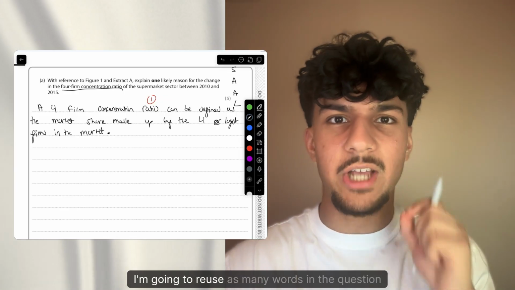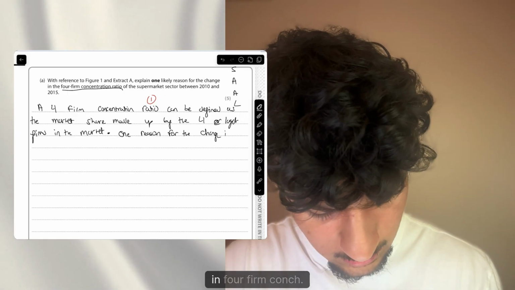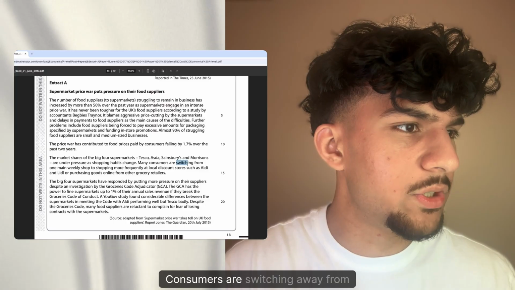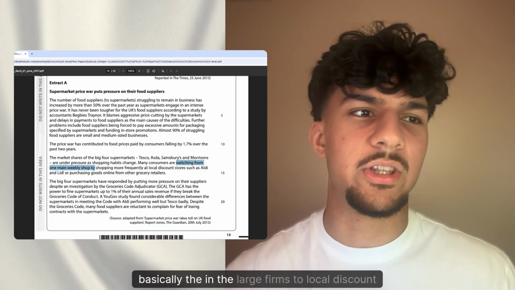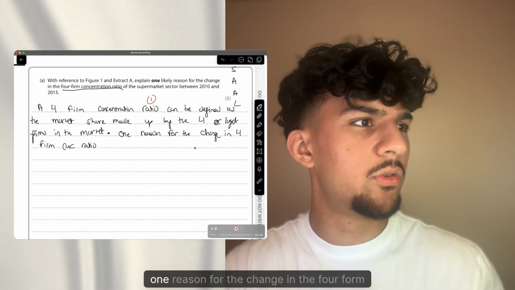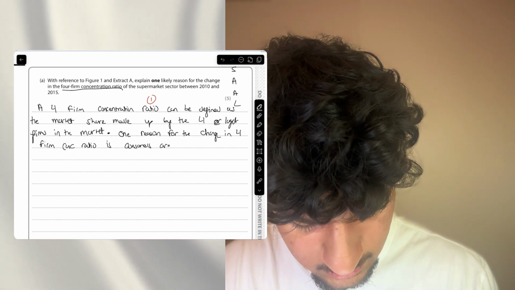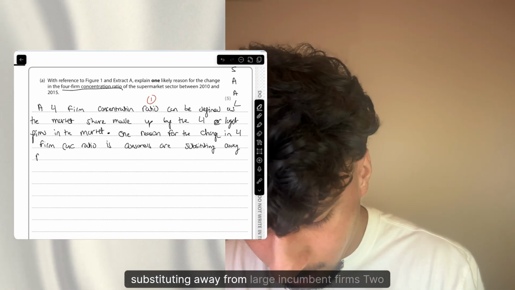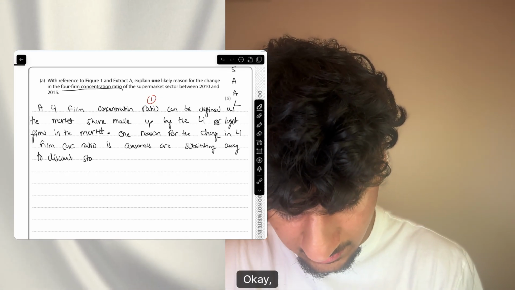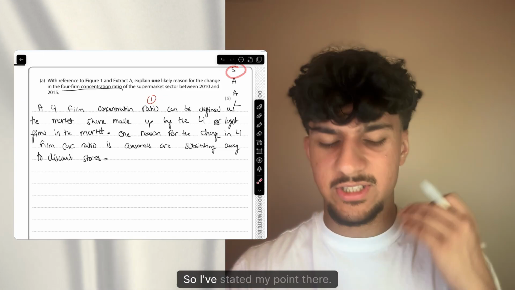So what I'm going to do is reuse as many words in the question as possible. So, one reason for the change in 4-firm con. And the reason I'd give, if we just have a quick peek back at the extract, is consumers are switching away from the large firms to local discount stores such as Aldi. So I'm going to say, one reason for the change in the 4-firm concentration ratio is consumers are substituting away from large incumbent firms to discount stores. Okay, so that's my point. So that is my S part, I've stated my point there.